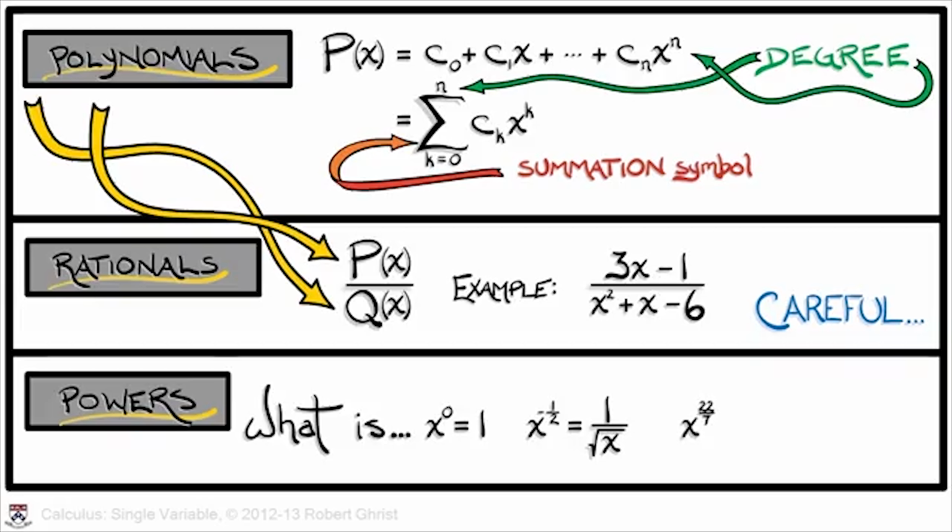What is x to the 22/7? Well, break this up into pieces. First, we take x to the 22nd power, and then we take the 7th root of x. Lastly, what is x to the pi? Well, we're not going to answer that quite yet, but you may have a guess, especially considering the fact that there are rational numbers that are very close to the irrational number pi.